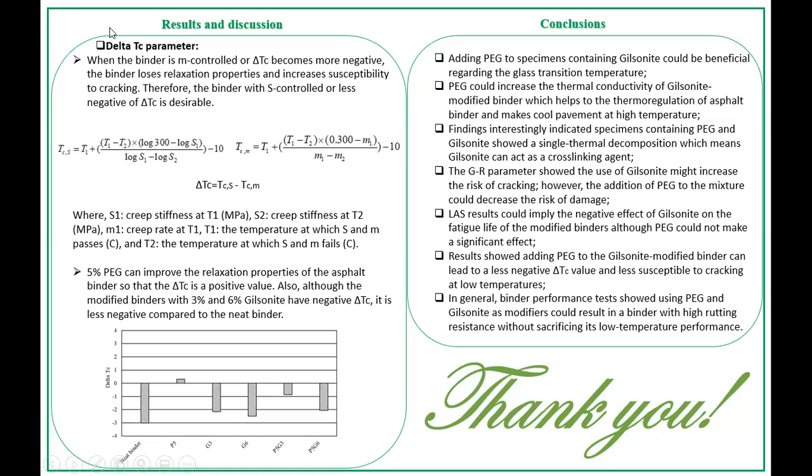And another parameter that we found was delta Tc. Based on the definition, less negative delta Tc is more desirable. You can see here the good performance of the sample containing 5% PEG, delta Tc here is positive. But also for other samples, delta Tc is less negative compared to the neat binder. And also adding 5% PCM can have a good contribution to delta Tc.